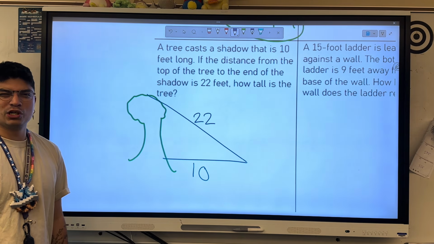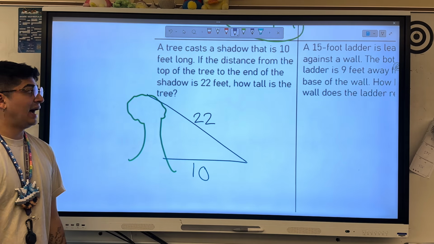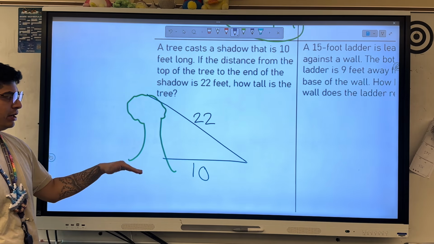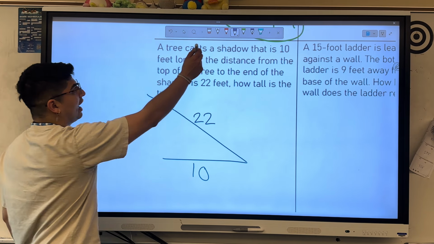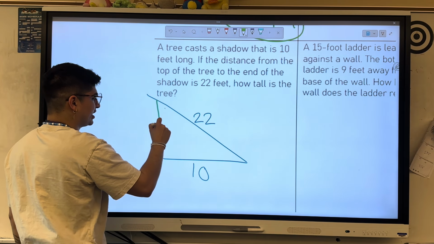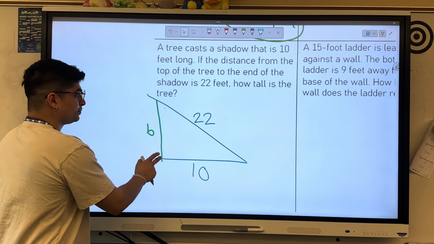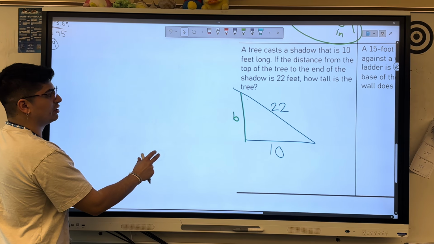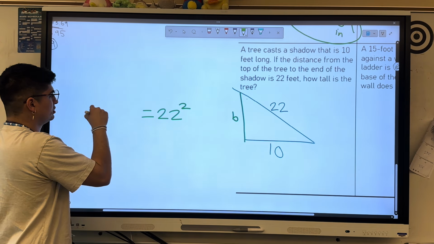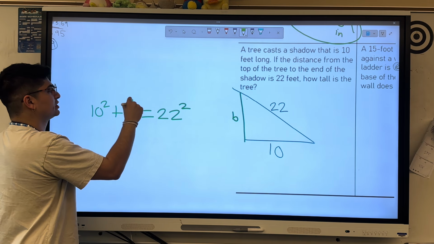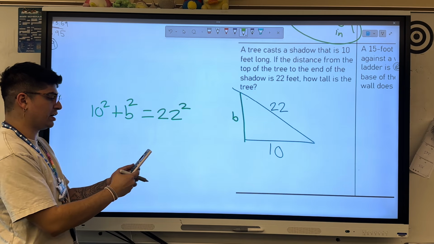Or another way to know what the missing side is, look at the question. In this case, how tall is the tree? Well, I don't know. I haven't been given a number, and that's literally the question, right? So the question is, how tall was that tree that was casting that shadow? So what's the B in this case? So again, I'm going to solve this one by going 22 squared is equal to 10 squared plus B squared. Again, I'm missing one of the legs in this case.